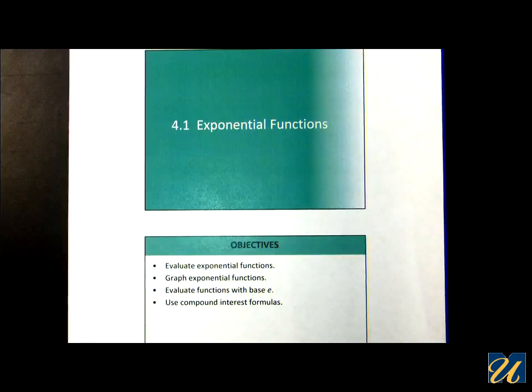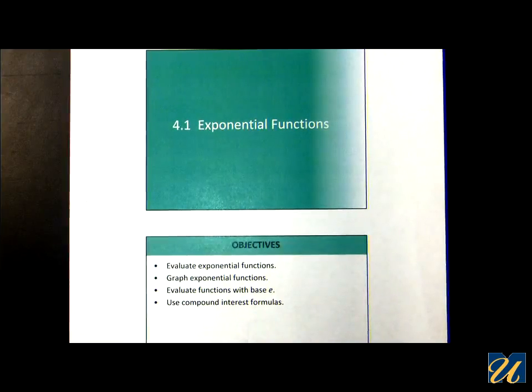Chapter 4, Section 4.1, Exponential Functions. In this section, we'll evaluate exponential functions as well as discuss the graphs and characteristics of exponential functions. We'll also take a look at the special natural exponential function with base e, and we'll apply exponential functions by looking at the compound interest formula.